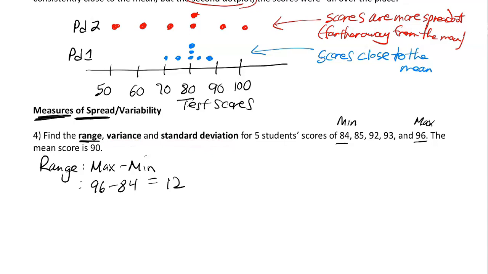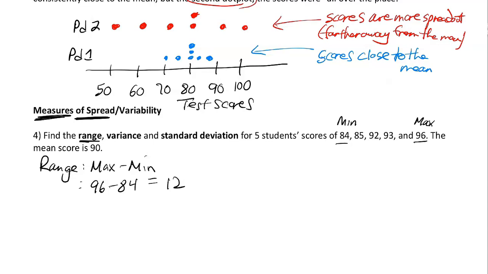Now, the range you've probably calculated before, but there are 2 other statistics known as variance and standard deviation, which actually factor in all the numbers of the data set. The problem with the range is it's only really looking at 2 numbers. It's only looking at the minimum and the maximum. But what about all these other numbers in the middle here? So that's what this next statistic is going to do.